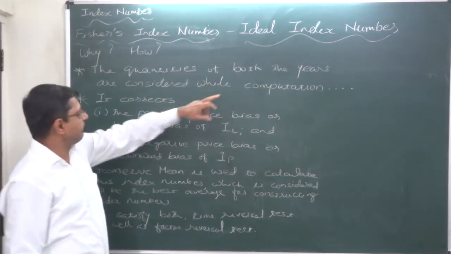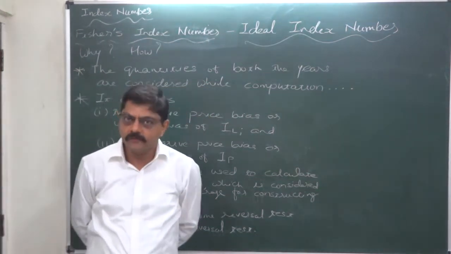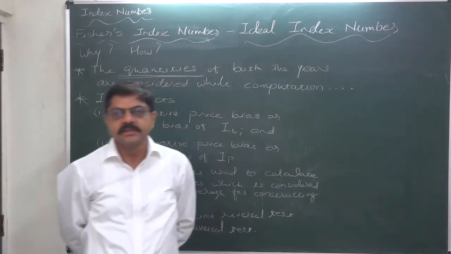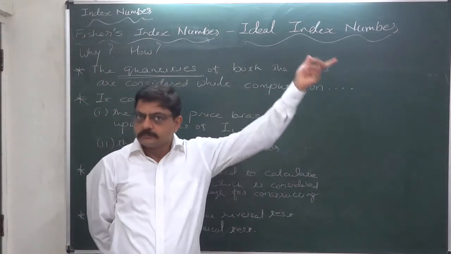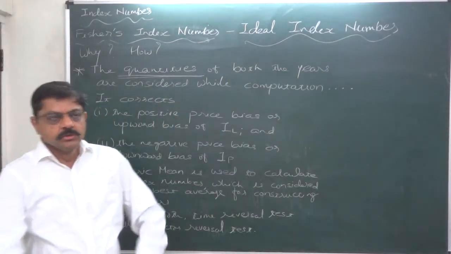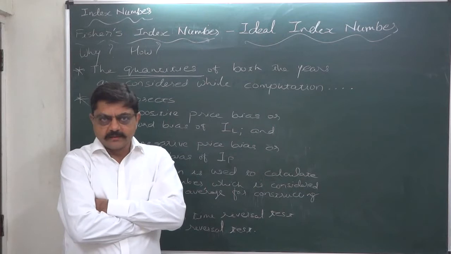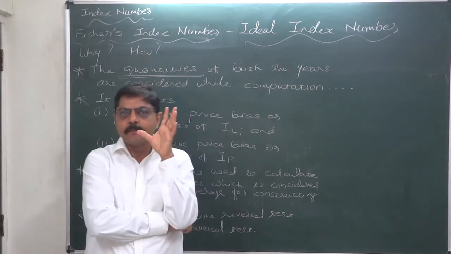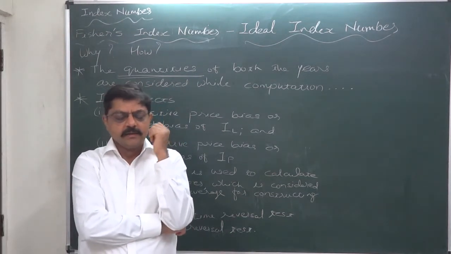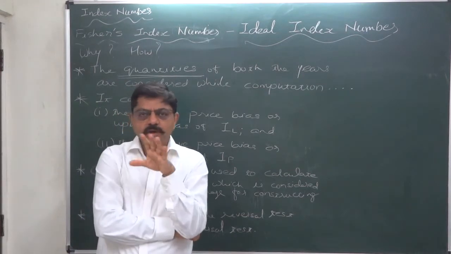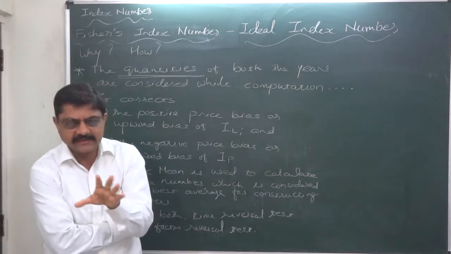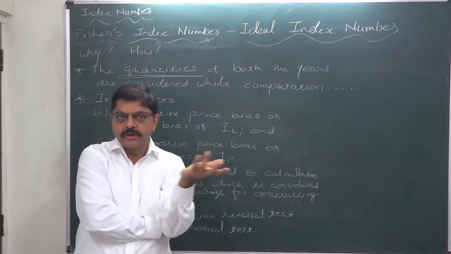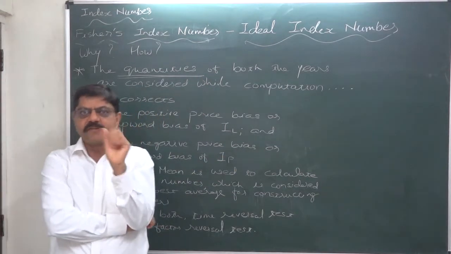The quantities of both the years are considered while computing Fisher's index number. What do we mean by the term quantities? Quantities means prices as well as quantities consumed. So we know that to find the price index of any item, we need the price of both the years, current year as well as base year. In case of Laspeyre, Paasche or any other index number, the prices of both the years are considered. P1 divided by P0 into 100 gives us the price index number of any item.